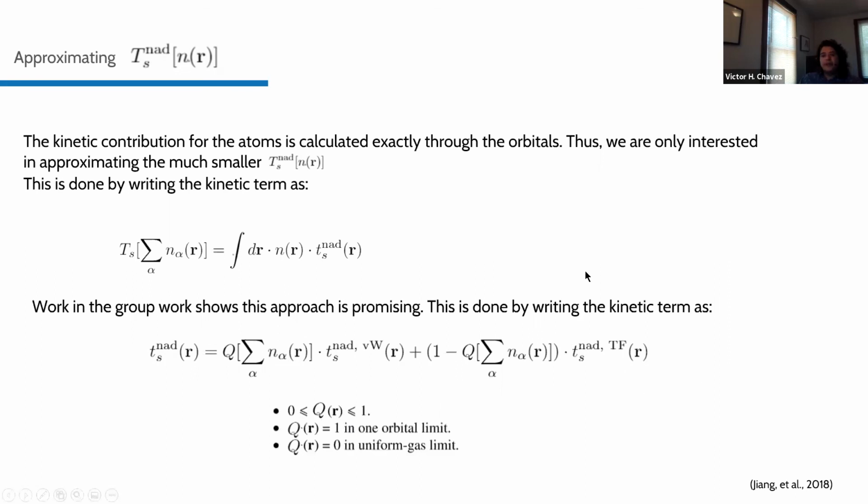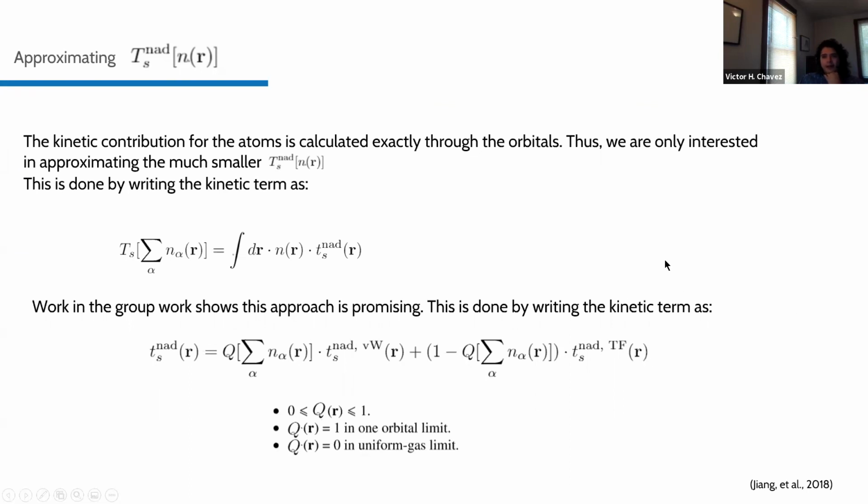So what we do is we introduce these Q functions that here I'm not showing exactly because you can select different ones, but what we are interested in is a function that has these properties: it is bounded by 0 and 1, in the one orbital limit we have 1, and then we have 0 in the uniform gas limit, so that each of these functionals triggers when it is appropriate. Okay, and this was shown to give nice results for covalent sigma bonds.